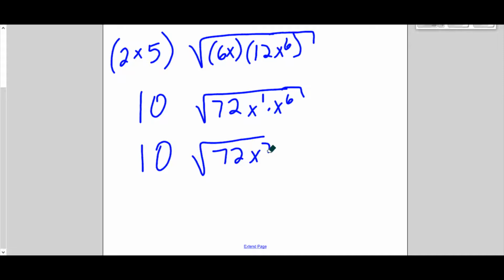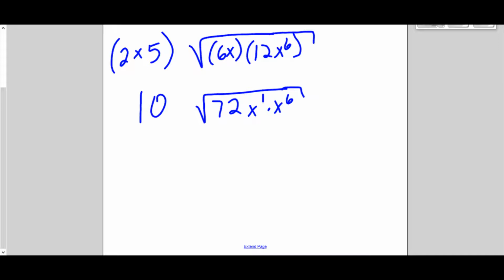But remember, we want the power on x to be even. If I wanted this to be an even power on x, I would have to reduce this by 1 to get me x to the 6th, which I have right here. So I'm just going to leave it this way because I already have my even exponent on x, and then I have an exponent of 1 on this x. So this is actually kind of fine the way it is.